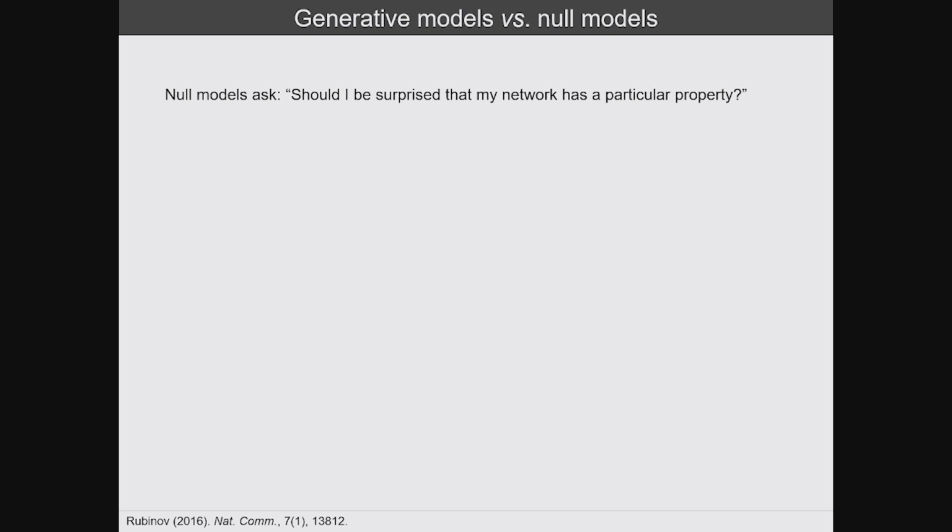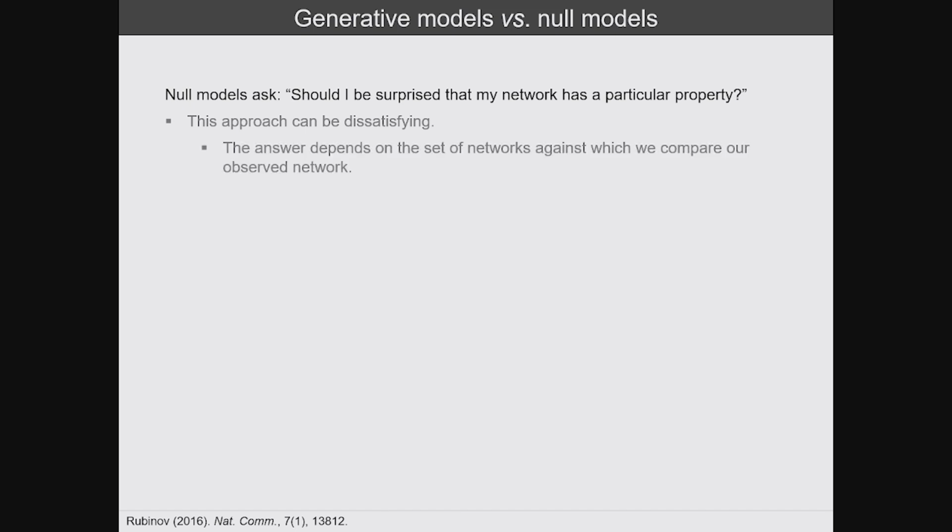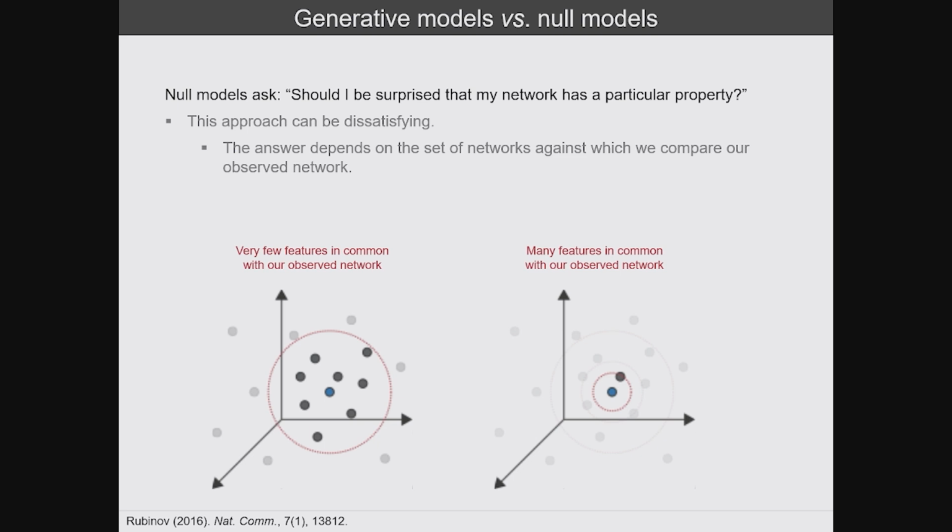This is what the last two speakers have talked about. But it can sometimes be dissatisfying. The exact answer of whether a property is surprising or not depends on which set of networks we compare against. If we compare against a very unconstrained space versus a highly constrained space, we might get a very different answer to that question.